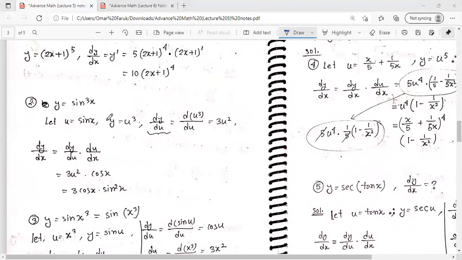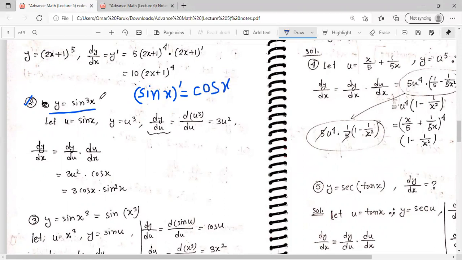So to make it more clear, let me give you another example. Here y is equal to sine cube x, but we only know the derivative of sine x, which is cos x. We don't know the derivative of sine cube x, right? So here we have to divide this function. We can write sine cube x this way: sine x whole cube.